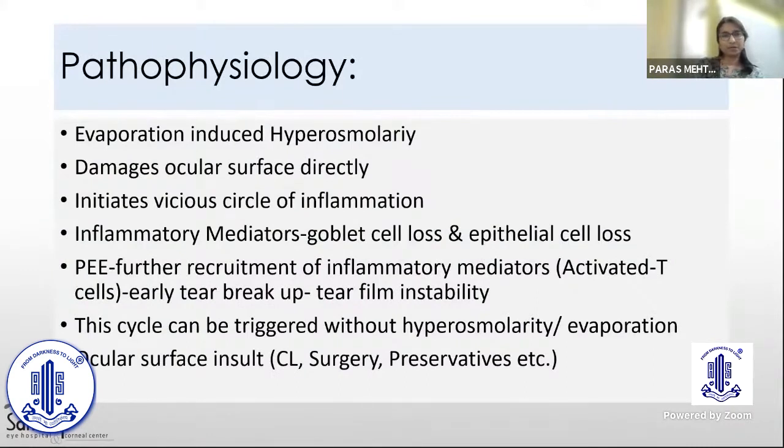If you look at the pathophysiology, the hyperosmolarity would damage the ocular surface directly, which would initiate a vicious circle of inflammation. Inflammatory mediators would damage the goblet cell. There will be loss of goblet cells and epithelial cell loss, which will in turn lead to further deficiency on the surface, leading to recruitment of inflammatory mediators. There would be activated T cells on the surface, early tear breakup, and tear film instability, and that would in turn lead to a vicious circle. So we need to break this somewhere. There are certain cases where there is no hyperosmolarity, but still they can have an inflammatory element in the dry eye disease.